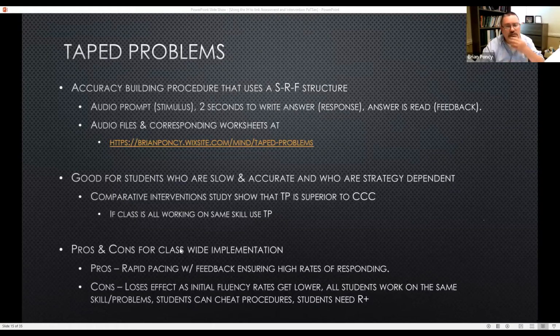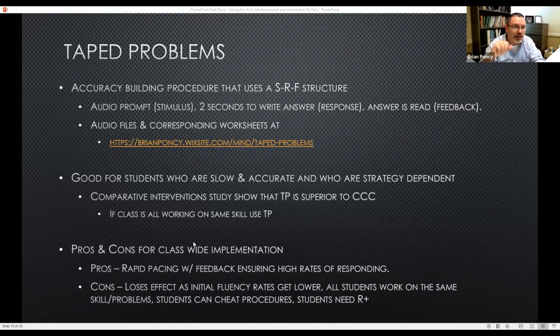So, pros and cons for class-wide implementation. Rapid pacing is good, ensures those high rates of responding. The cons: it loses its effect as initial fluency rates get lower, and all students work on the same skill problems. And students can cheat the procedure, right? And that's the thing with all these. With flashcard drill, they can just parrot what you say, and they're not actually looking at the stimulus and not pairing their response to the stimulus.